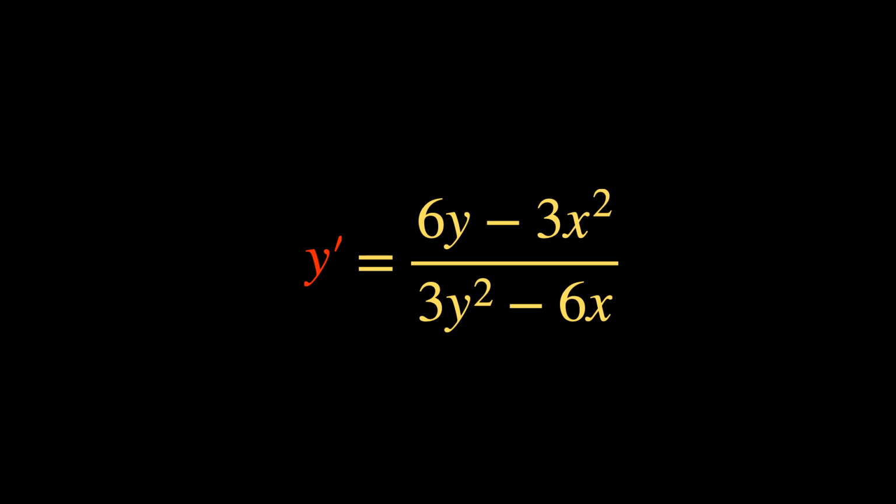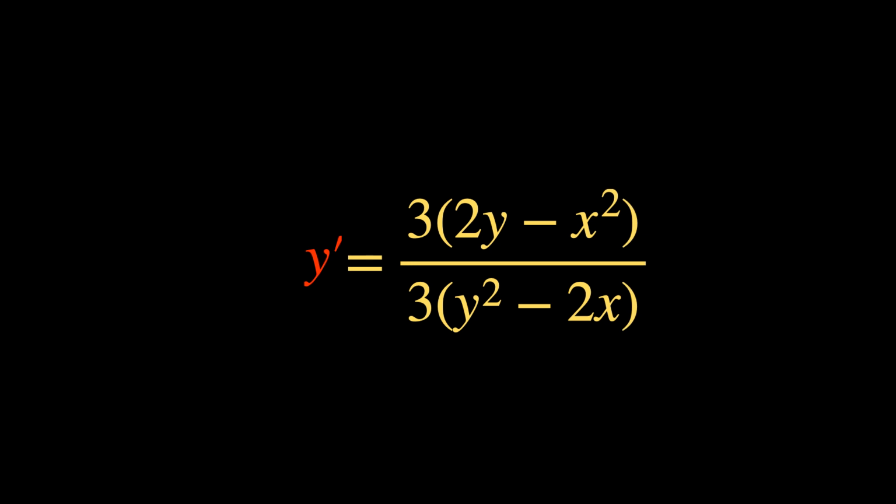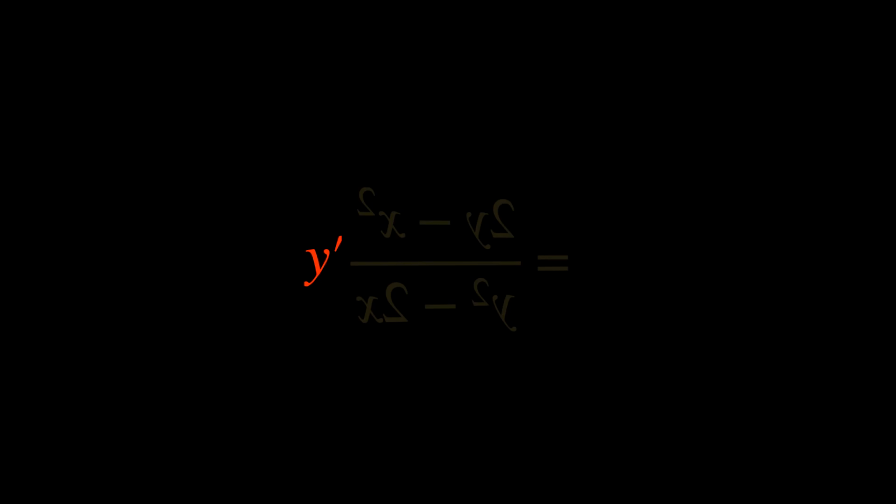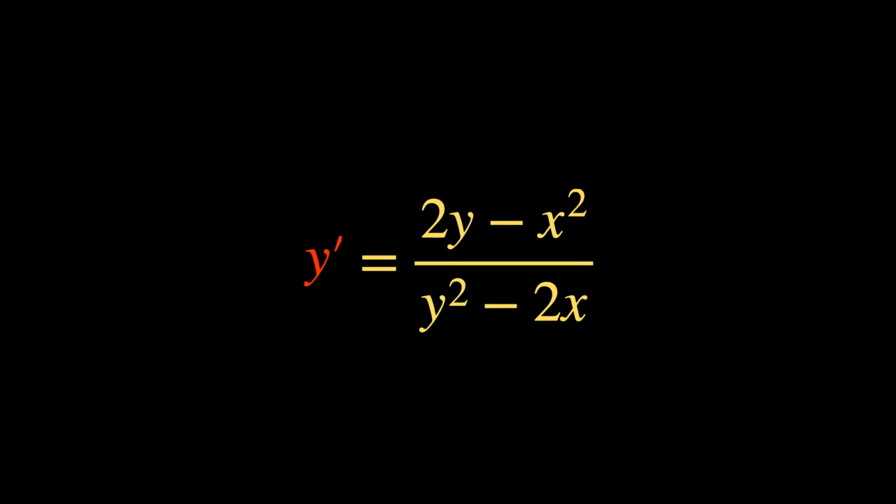To simplify the right side of the equation, we need to factor out 3. So we will have 3 multiplied by 2y minus x squared over 3 multiplied by y squared minus 2x. And then we need to cancel 3. So the value of y prime is equal to 2y minus x squared over y squared minus 2x.